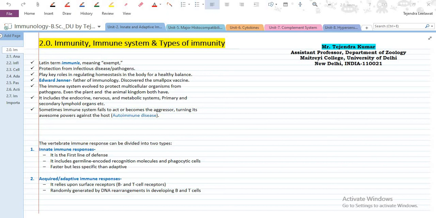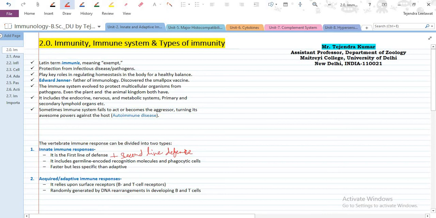Actually, innate immune responses include two types of defenses: first line defense as well as second line defense. It is very fast and less specific than adaptive, because it works first in our body whenever a pathogen comes. And after the innate immune responses, adaptive immune responses can be created.